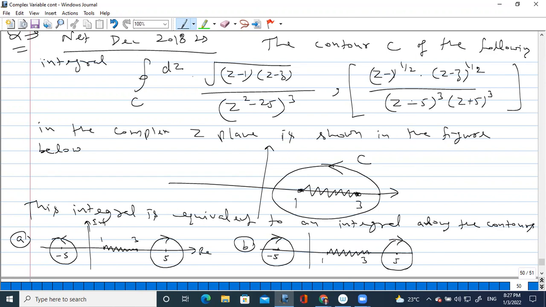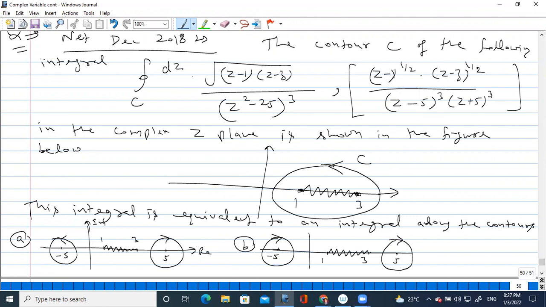Understood? So what are the poles? What are the branch points? It is clear now. It is (z minus z0) to the power half. It means z equal to 1 is a branch point. (z minus 3) to the power half means z equal to 3 is a branch point. (z minus 5) to the power 3 is in the denominator, so z equal to 5 is a pole of order 3. z equal to minus 5 is a pole of order 3.